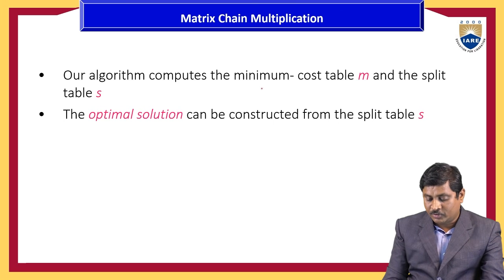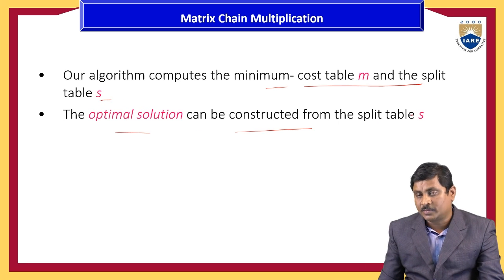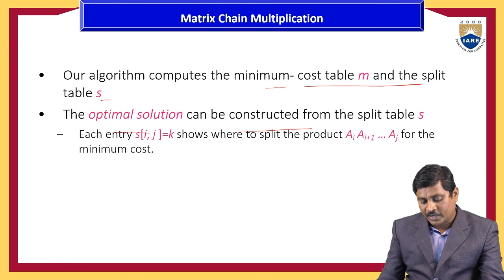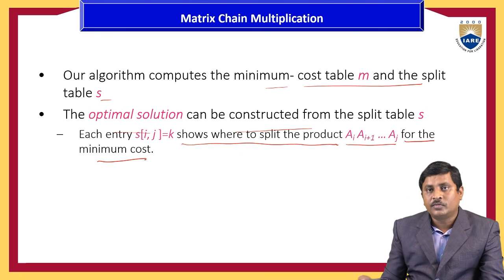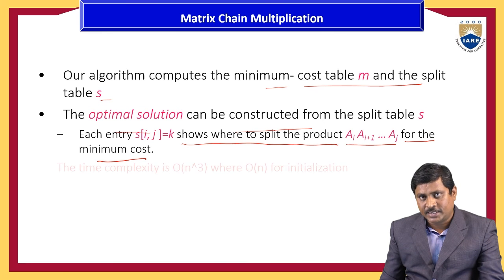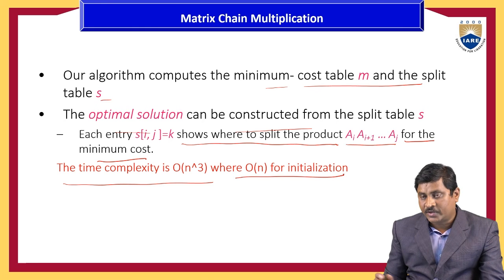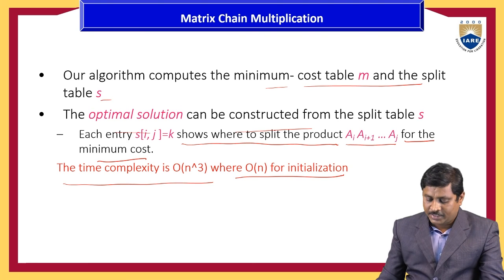So our algorithm computes the minimum cost table M and split table S. The optimal solution can be constructed from the split table S. Already we saw that. Each entry S of i, j equal to k shows where to split the product A i, A i plus 1 and so on to A j for the minimum cost. The time complexity is big O of n cube, where big O of n is for initialization and n square time for multiplying any two of the given matrices.